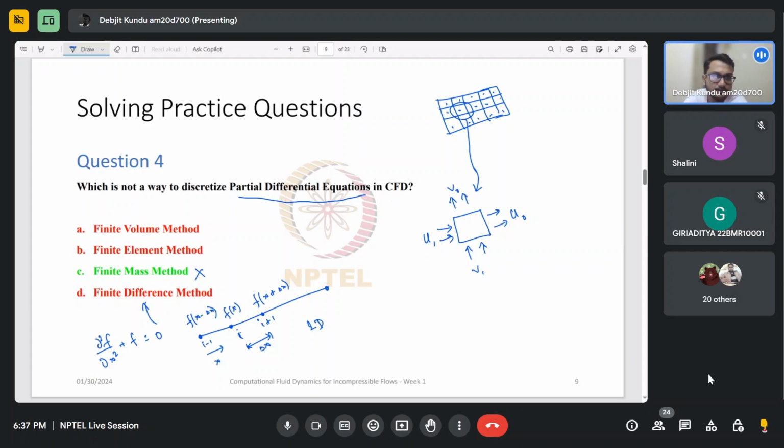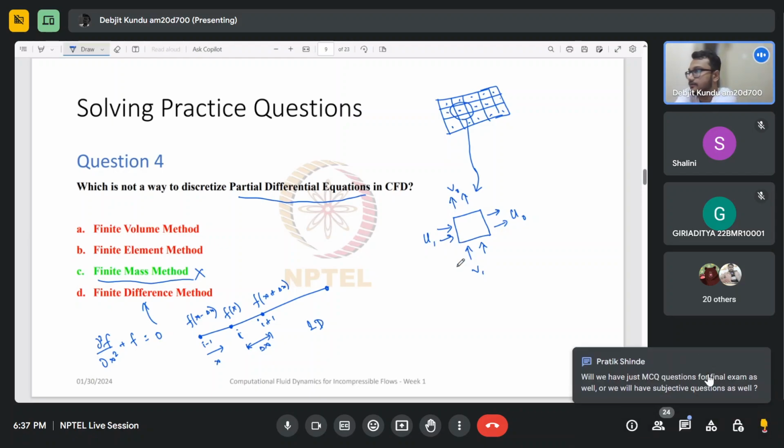Similarly, finite element method is also another way of doing things. Finite mass method is something that is not used to discretize PDEs in CFD. Okay. Any questions? I hope things are clear, right? It was a simple one.